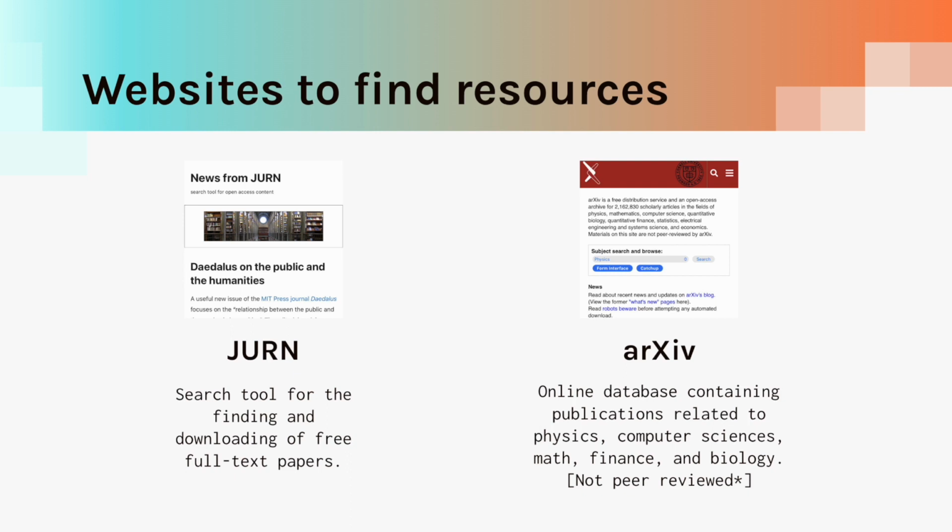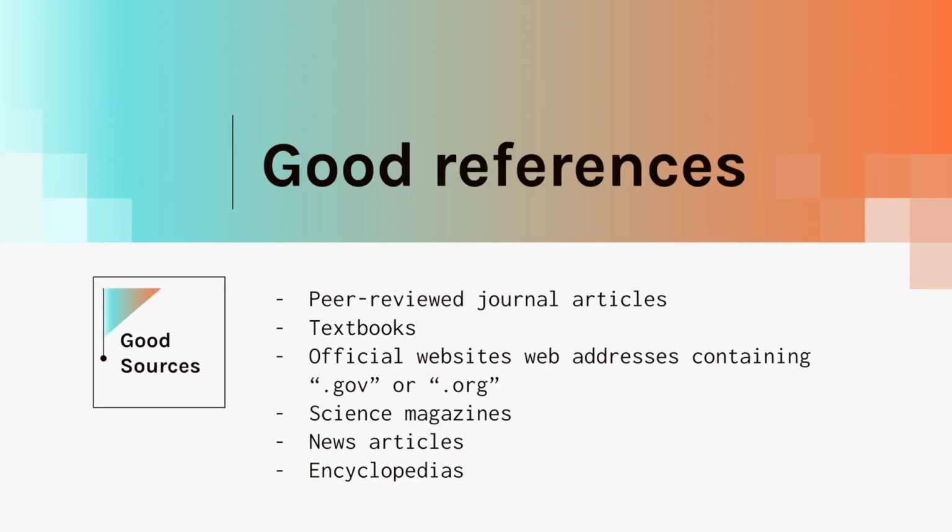It is important to note that these publications on arXiv are not peer-reviewed, so use them with caution and always give proper credit to the authors. While we recommend you use the platforms provided in the previous pages to access peer-reviewed journals, you can also use textbooks, official websites with .gov or .org endings, science magazines, news articles, and encyclopedias.